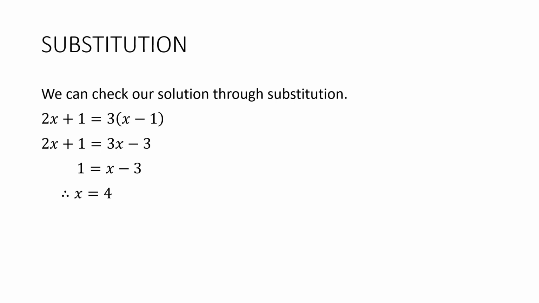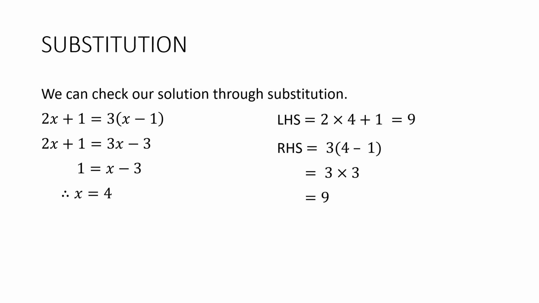And one of the really cool things about equations is that you can always check your solution through substitution. So when you finish a test, you can actually go and check whether you're right. So there's the question that we just did. We worked out that x was equal to 4. So let's check our solution. Now I'm going to set this up formally. I'm going to say the left-hand side of the equation is equal to 2 lots of 4. I'm going to substitute the 4 in. Plus 1 is equal to 9. Now the right-hand side is equal to 3 lots of, in brackets, 4 minus 1, which is 3 times 3, which is also 9. So our solution is correct. x is equal to 4 satisfies the equation.